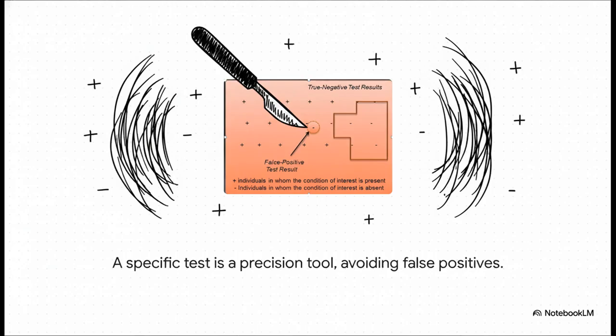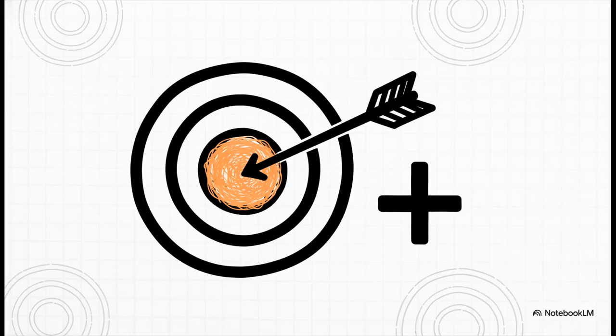It's designed to only target the one thing it's looking for, correctly identifying everyone who doesn't have the condition, and avoiding all those stressful, costly false positives. And you guessed it, here's the partner mnemonic: SPIN. A test with high specificity, when it gives you a positive result, is excellent for ruling in the disease. If that super precise tool gives you a positive signal, you can be very confident that you found exactly what you were looking for.